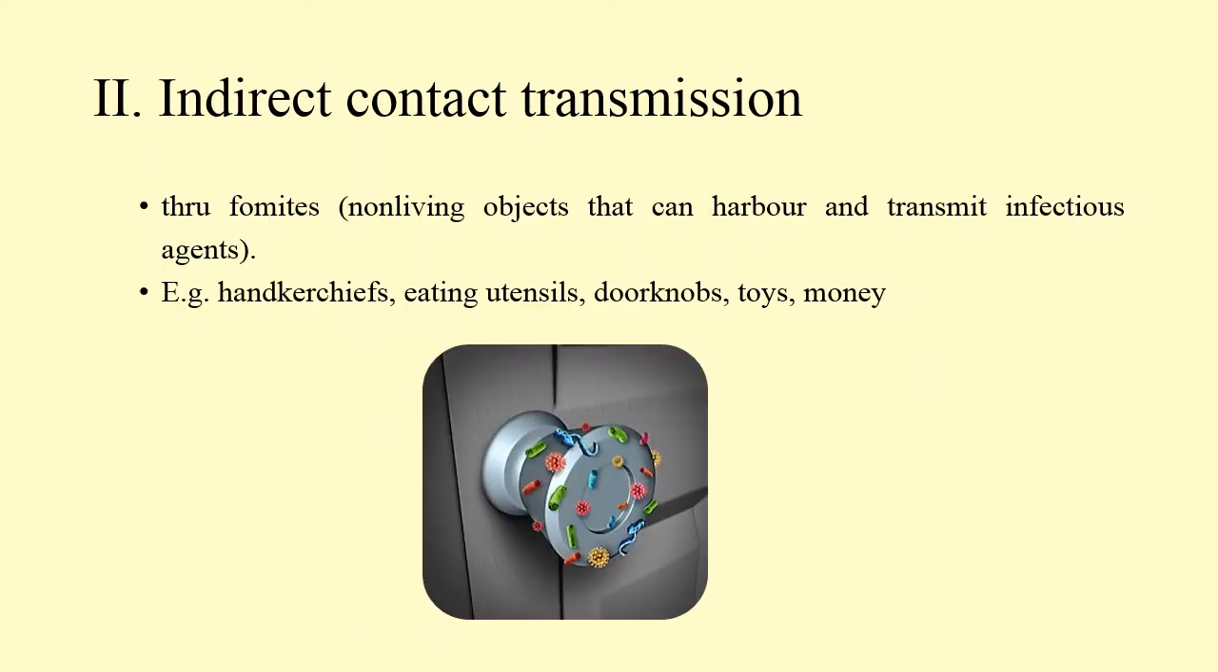Okay, the second one is indirect contact transmission. Indirect contact transmission happens via fomites. Fomites are non-living objects that can harbor and transmit infectious agents, for example, handkerchiefs, eating utensils, doorknobs, toys, and money.